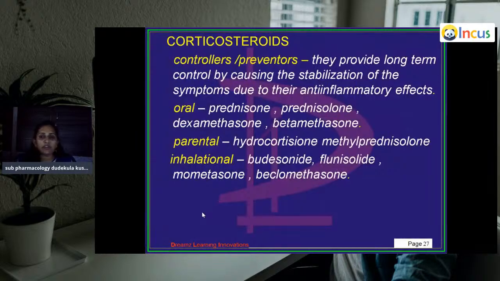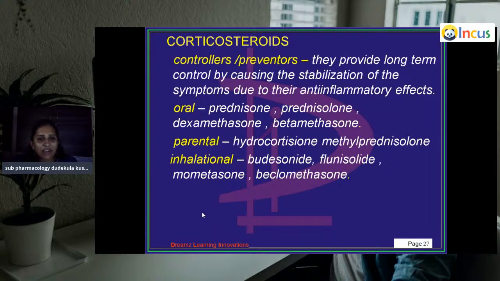The next drug is corticosteroids. Corticosteroids are called controllers or preventers. Why are they called that? Because they provide long-term control by causing stabilization of symptoms due to their anti-inflammatory effect.